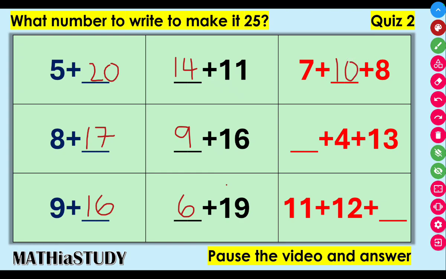4 plus 13 is 17. Plus 8 is equals to 25. 11 plus 12 is 23. Plus 2 is equals to 25.